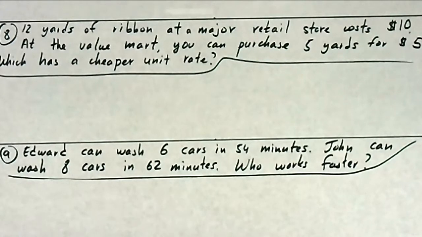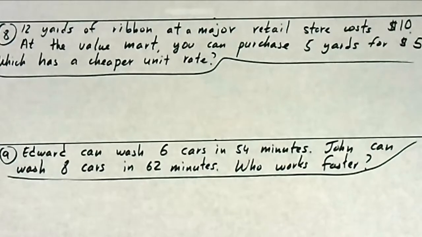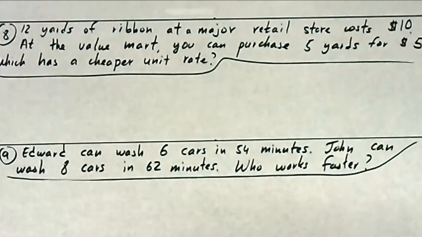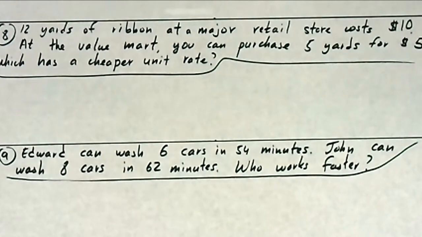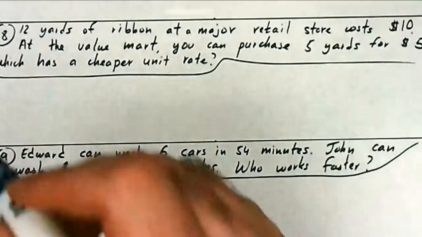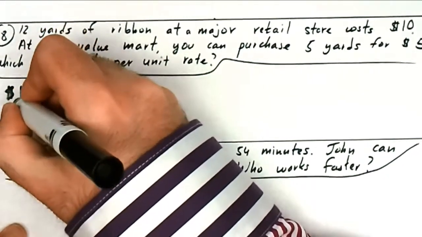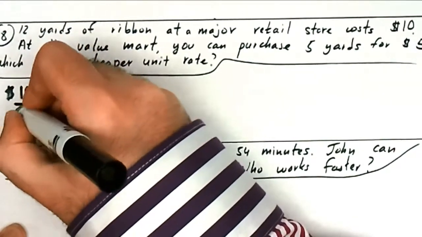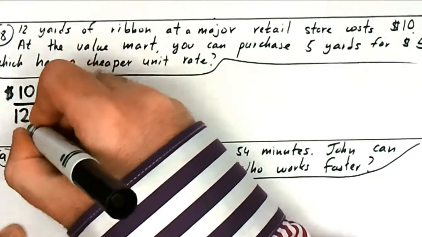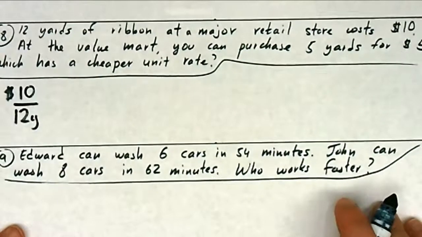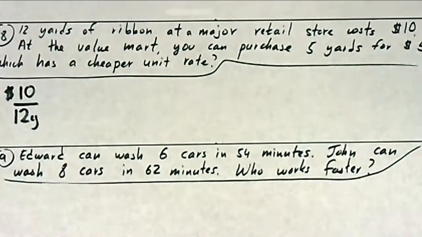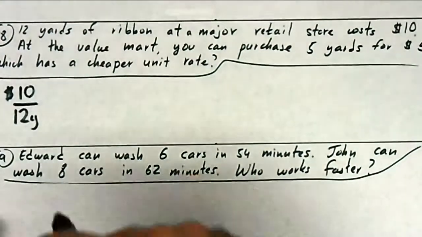So I'm going to create ratios out of the two store values, but don't forget that the money, the dollar, has to go on the top of the ratio to make this work. I told you this in the video lesson. So the first ratio is going to be $10 over 12 yards. I'm just going to write Y for yards. Okay, now what should I do next?